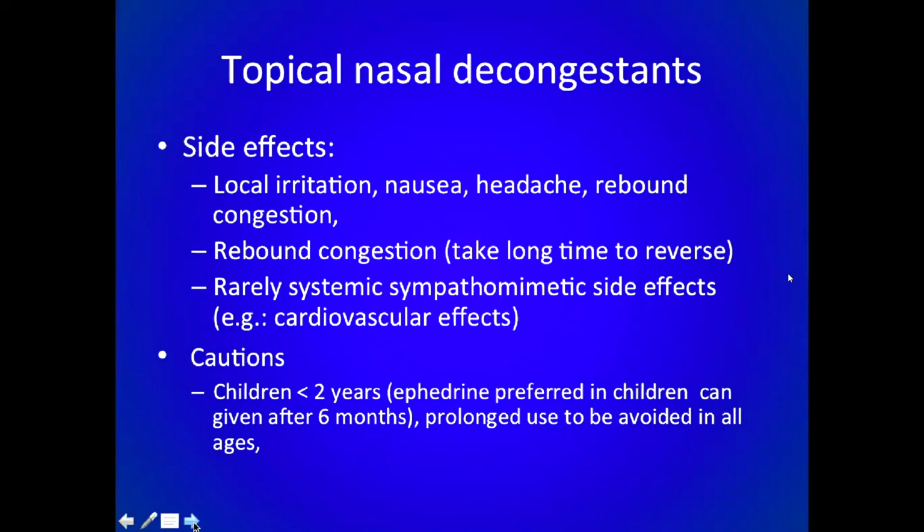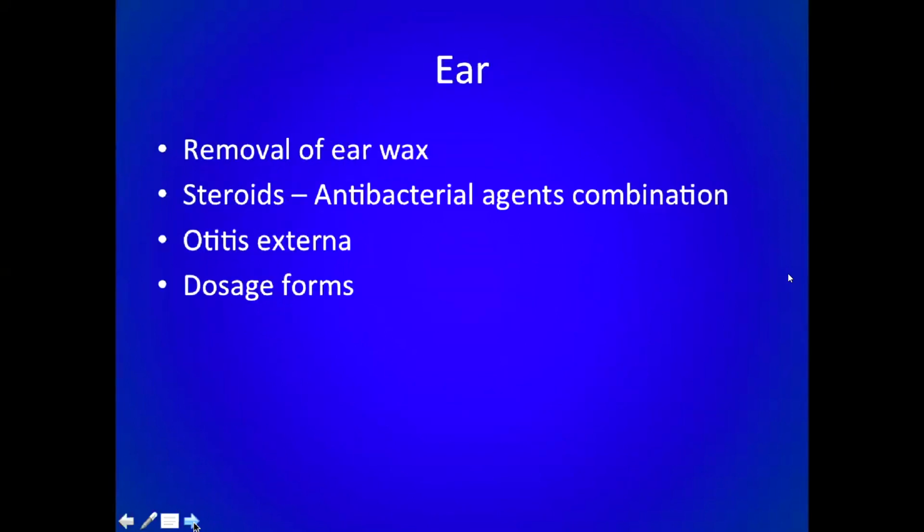Then we did the nose. In the nose, I taught you only 2 things. Number 1 is steroids in the treatment of nasal symptoms. And the second one is the topical decongestants. So that is mainly sympathomimetic, right? The next part is ear. Under ear, we will be discussing these things, but I will give you again a small break.